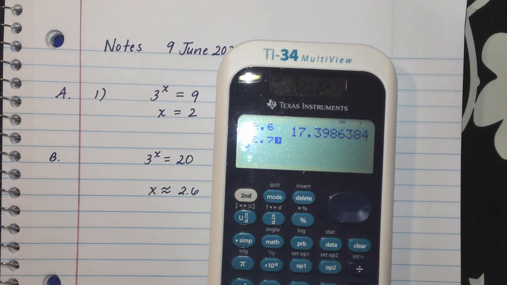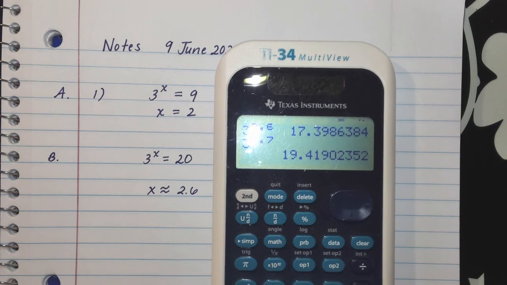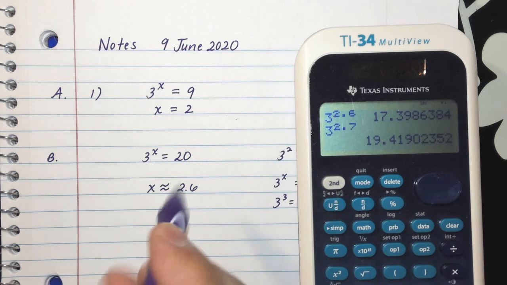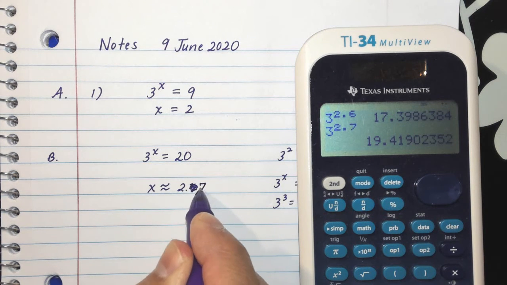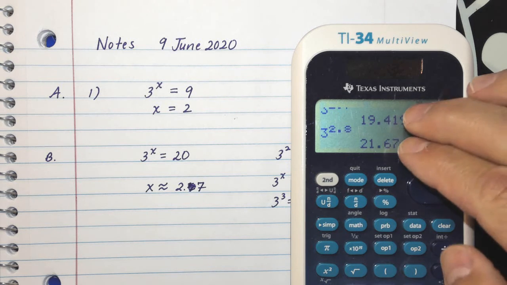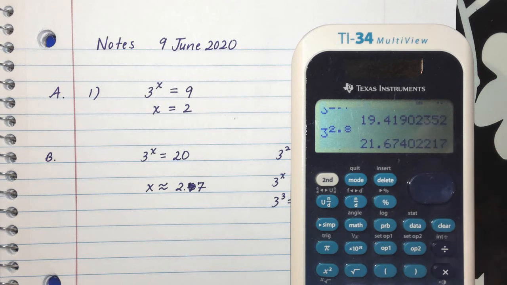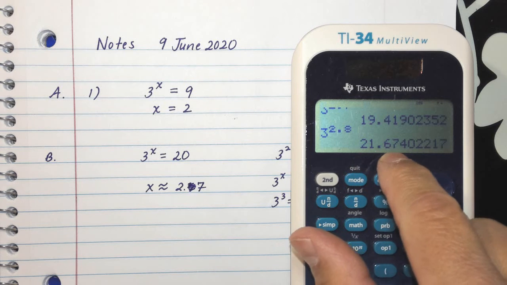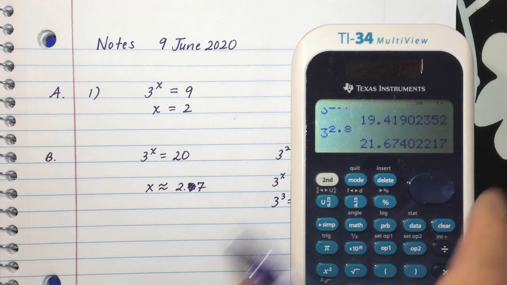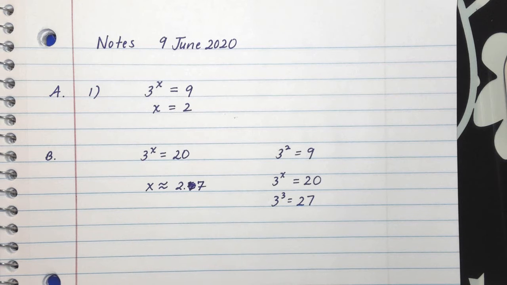Let me try 2.7. Ooh, 2.7 would have been better. Shoot. Let me fix that. 2.8. 3 to the power of 2.8. If you think in terms of money, $19.42 is only about 60 cents away from $20. But $21.67 is $1.67 away. So 2.7 is a little bit better. So my initial guess, 2.6, was pretty close.